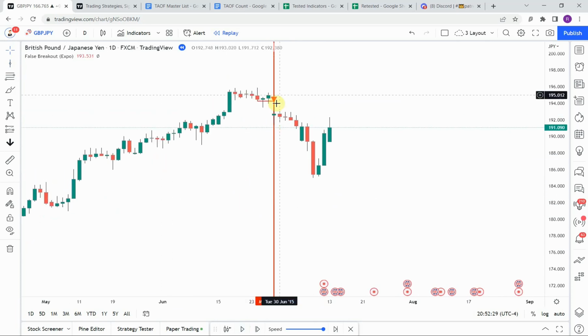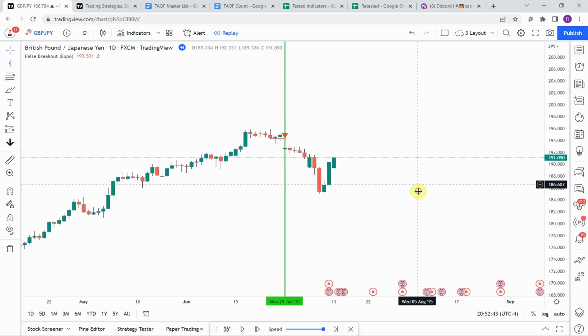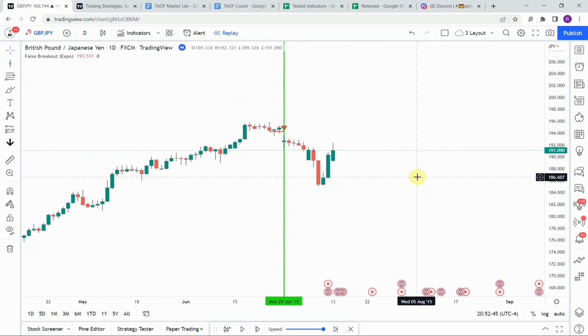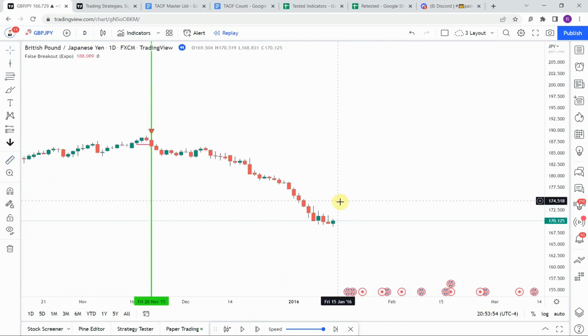All right, we then pick up a short right here, and we get that red arrow that we're looking for, and a really nice push to the downside there, finally getting us to a take profit there. What I'm going to do now is go ahead and fast forward through the rest of the testing, that way things don't get too long, and we'll pick this up when we are at the end of the year. All right, so that puts us at the end of the year right there.